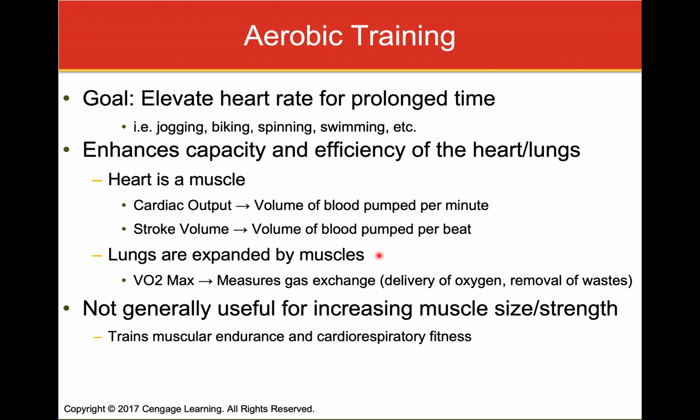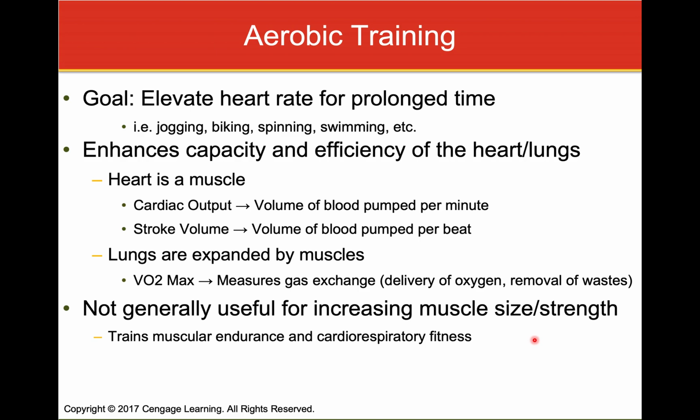The lungs are not muscles, but they are expanded by muscles. And one thing we can see an improvement with in our lung function is the VO2 max, and this is just a measure of our gas exchange, the delivery of oxygen and the removal of waste. And as we become more trained or we can engage in more aerobic activity, we're able to deliver more oxygen to our tissues, and we're able to get rid of waste more effectively. So these three things are not things that you really need to know for the purpose of this class, but they're just examples of how we can improve the function of our heart and lungs through aerobic training.